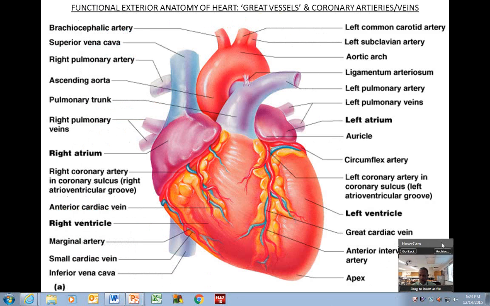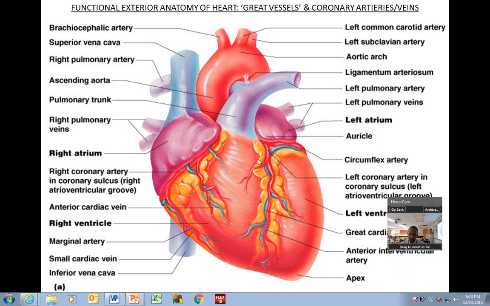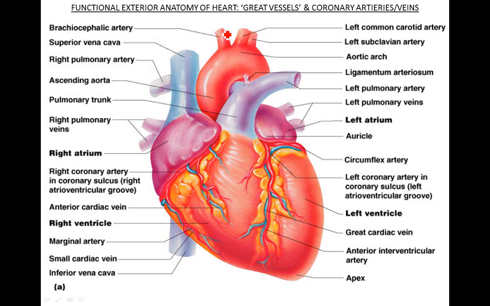So here they are. Let's move myself over here. So we're talking about here, the aortic or ascending aorta. At this point, we have the arch. The big three, we've got the brachiocephalic, the left carotid, and the left subclavian.